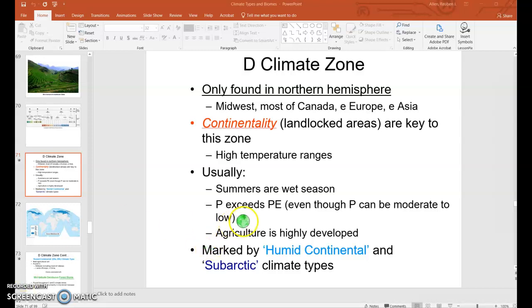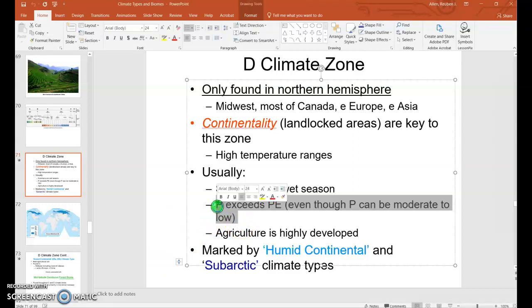Proceeding on here, summers are typically the wet season within these environments. So as I showed you earlier, May and June tend to be the wettest months in Muncie, and this applies to many areas that have a D climate type of any type. It tends to be concentrated in the spring and summer. Now, overall, it's rather evenly distributed within Indiana, but most certainly there's a little bit of a concentration in the spring and summer.